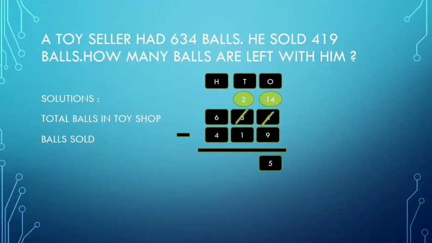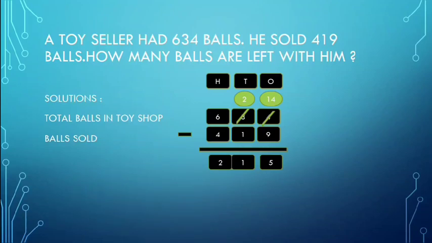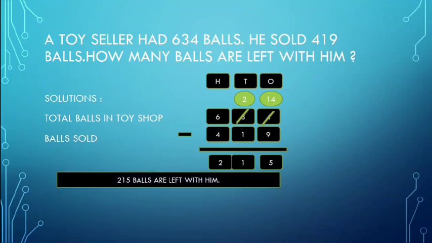Now after finishing subtracting ones place, we will move to tens place. 2 minus 1 will be 1. After finishing subtracting the tens place, we will move to hundreds place. 6 minus 4 equals 2. Now we know the difference obtained after subtracting 419 from 634 is 215. So in the answer statement, we can write 215 balls are left with him.